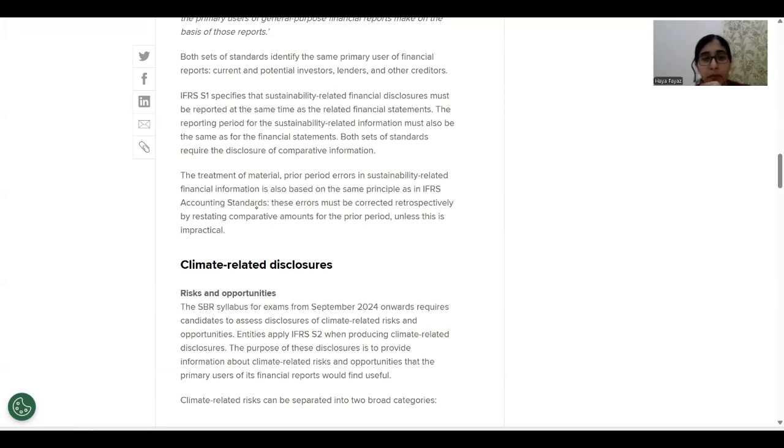So the treatment of material prior period errors in sustainability-related financial disclosures is also based on the same principles as in IFRS. These errors must be corrected retrospectively by restating. Exactly, that's what I was trying to say.